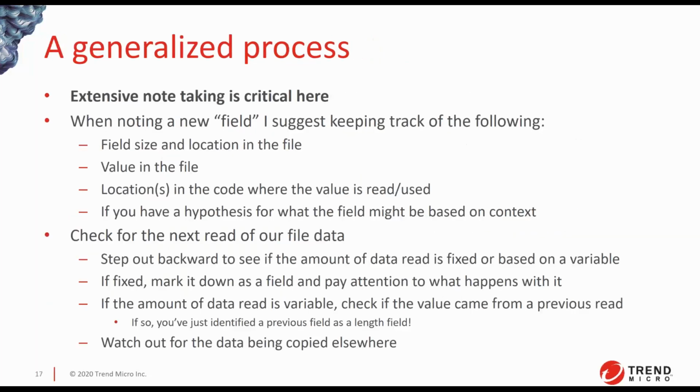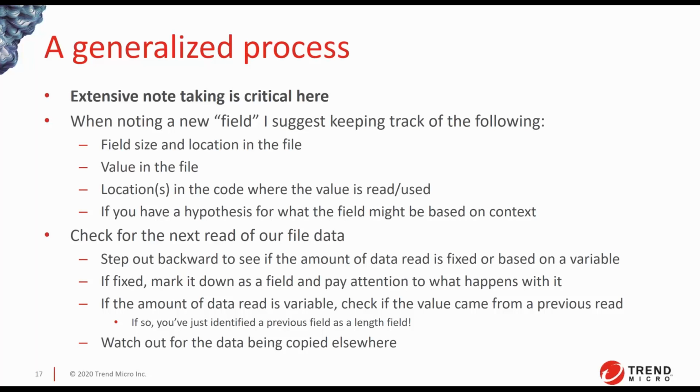So now let's talk really quickly about the generalized process of how we approach this from this point. Now that we have a foothold, a starting point to look at, you need to take extensive notes. When noting a new field, I highly suggest keeping track of the following: the field size and location in the file, the value in the file, the locations in the code where the value is read and used, and if you have a hypothesis for what the field might be based on context, throw it in your notes. My notes are full of completely wrong guesses at what's going on, but it really helps with your entire thought process in solving this puzzle.